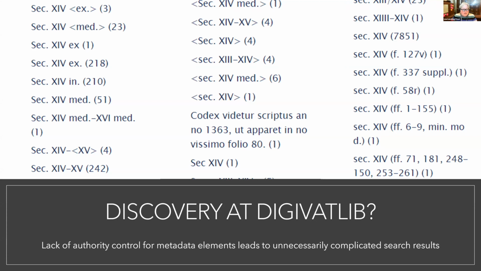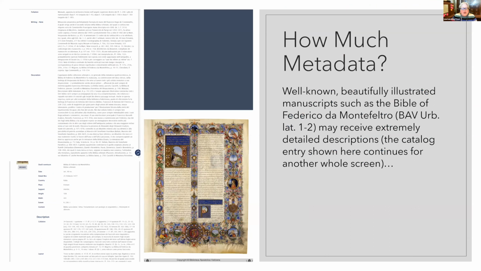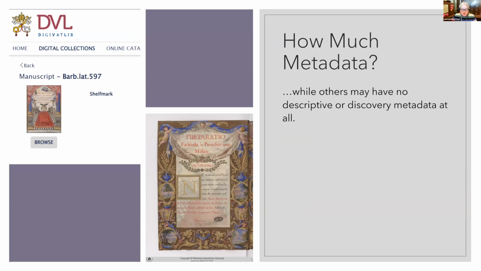And while some items, such as the famous illuminated Bible of Federico de Montefeltro, are given very elaborate descriptions, other items don't include any metadata, making them invisible to any kind of search. Metascripta aims to solve that problem by providing basic but consistent discovery metadata.